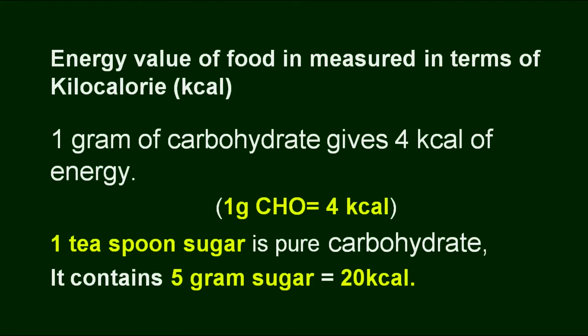1 gram of carbohydrate gives 4 calories, and this is specifically shown here to give you an example of how it goes inside your body, because it is very important not only to get the energy to maintain health, but also to protect yourself from various kinds of diseases. So, 1 teaspoon of sugar is pure carbohydrate, and 1 teaspoon of sugar contains 5 grams of sugar, and you will get 20 calories with 1 teaspoon of sugar. So, you can easily calculate how much carbohydrate and how many calories you are taking in by eating just 1 teaspoon of sugar.